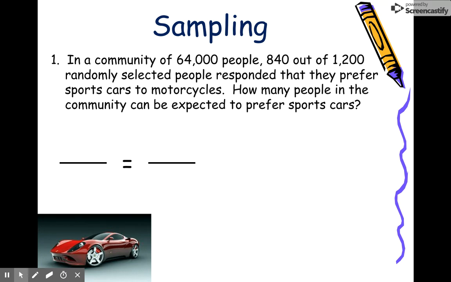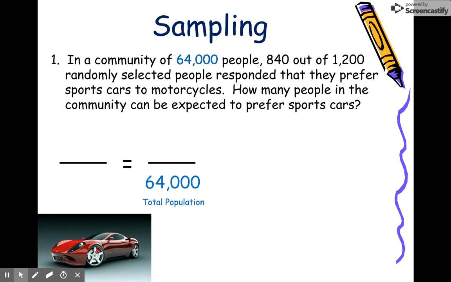So if we look from the setup in the last slide, we know that the total population goes in our second proportion, or our second fraction. So that's going to be 64,000. Again, the biggest number usually goes in the bottom of this fraction because the total population will be the biggest number that you have.